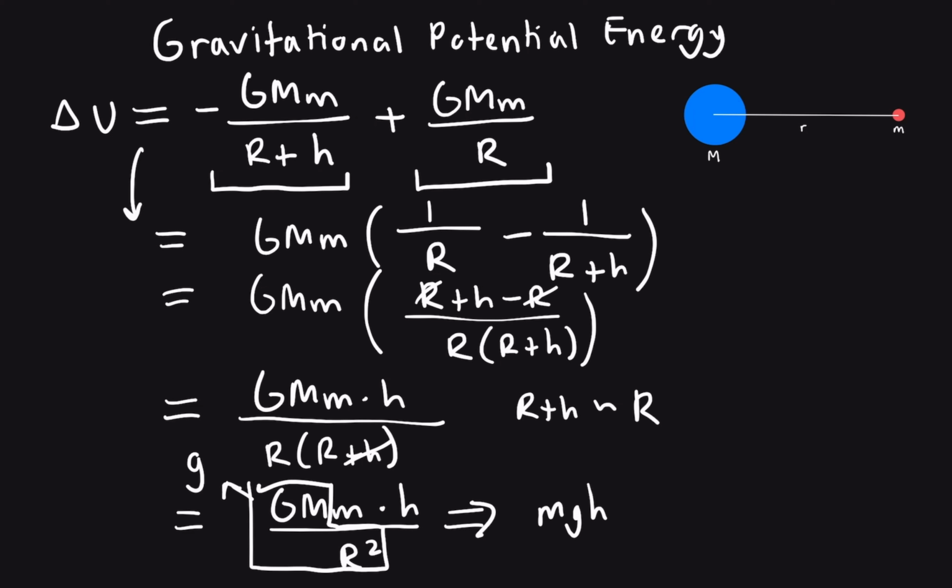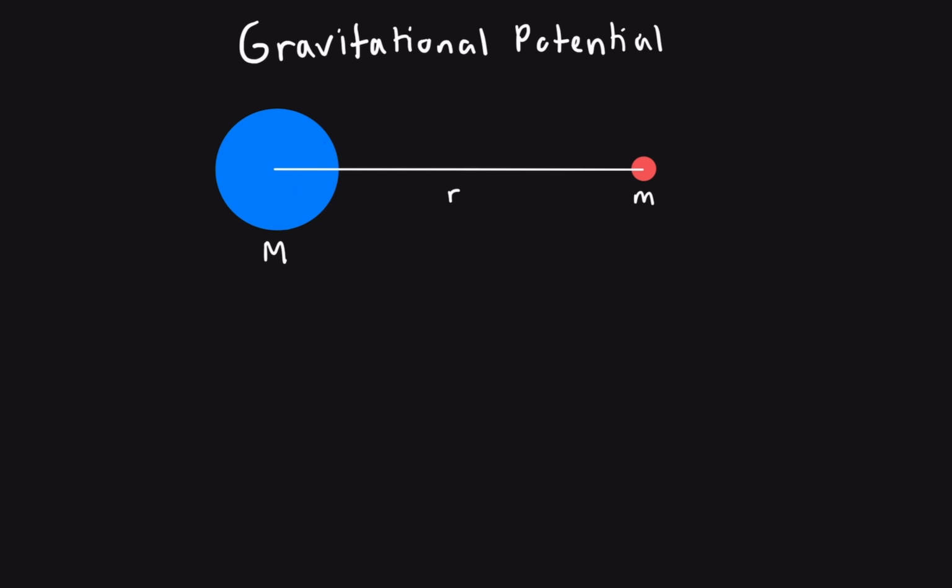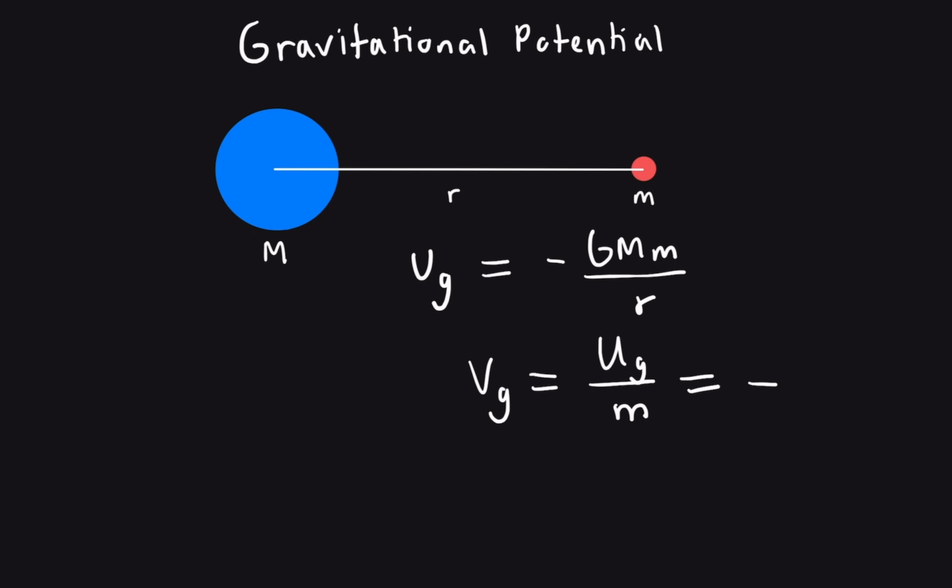But again, just be careful with that formula mgh. Lastly, gravitational potential. Let me explain gravitational potential by saying gravitational potential is to gravitational potential energy what gravitational field strength is to gravitational force. So what I mean by that is, to get gravitational potential, you simply divide gravitational potential energy by little m. So the formula for U_G, which was gravitational potential energy, was negative GMm over r. V_G, which is gravitational potential, is simply U_G divided by m, which gives you negative GM over r.